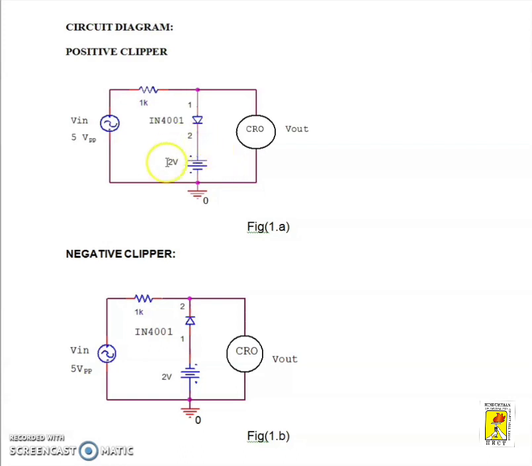Now suppose we don't give any supply voltage here and only the diode is present. At that time we will get only the negative half cycles, and all the positive half cycles will be removed. Suppose we give 1 volt, 2 volt, or 3 volt, which is less than 5 volt. We should maintain this bias voltage less than 5 volt. Then only a particular portion will be removed, depending upon the bias voltage. Let us see the simulation of this biased clipper.